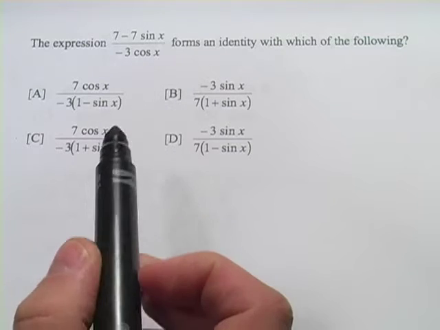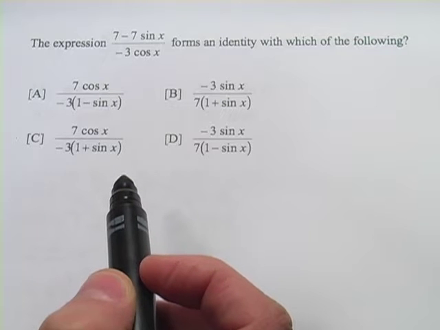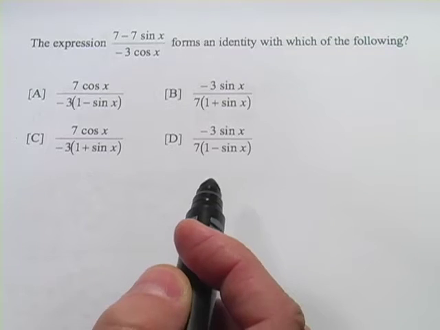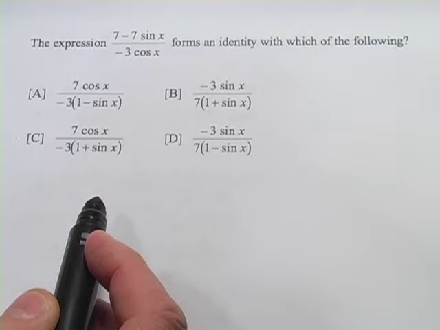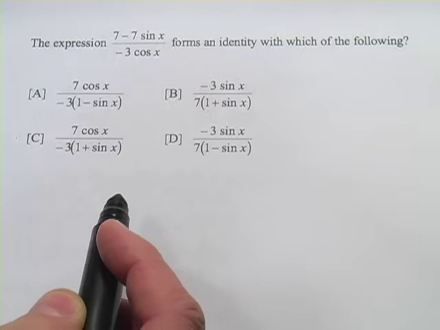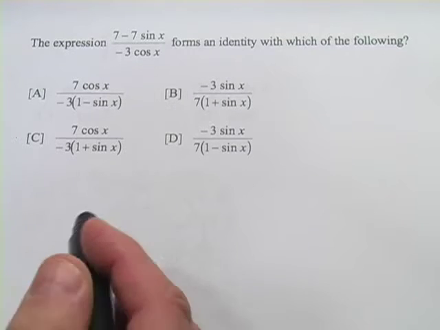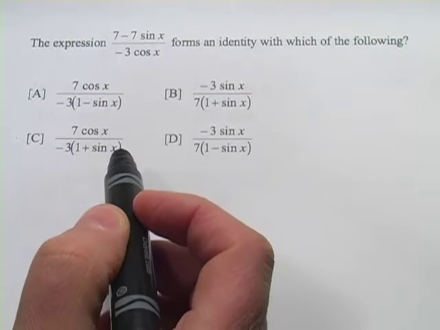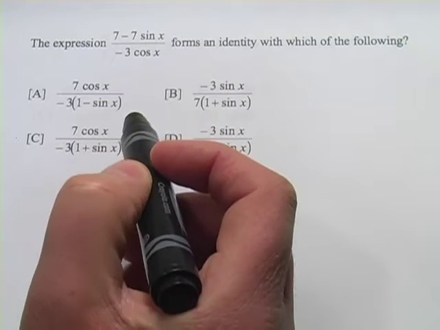The first one says the expression 7 minus 7 sine x over negative 3 cosine x forms an identity with which of the following. So it means it's the same as one of the following. We need to manipulate this, change it around, and use some facts that we know about trig to turn it into one of these other ones. The first thing I would probably do here is try to isolate as much as I can my sines and my cosines from the other stuff going on.